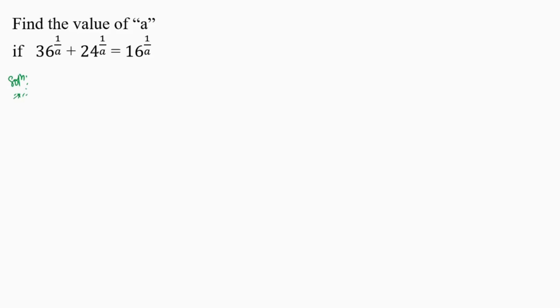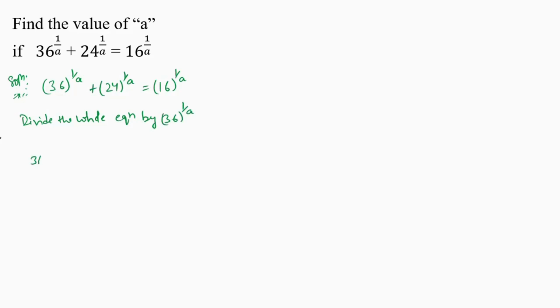Today we are going to solve this very interesting Math Olympiad problem in which we have to find the value of a. We are given an equation: 36 raised to power 1 by a plus 24 raised to power 1 by a equals 16 raised to power 1 by a. So divide the whole equation by 36 raised to power 1 by a.